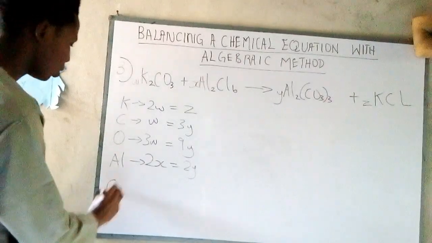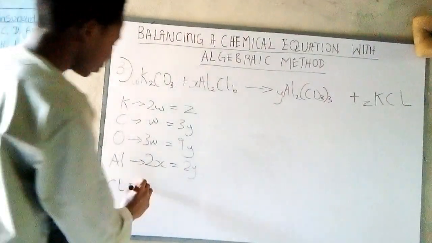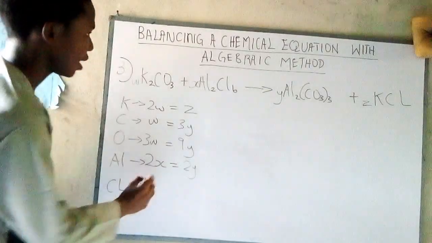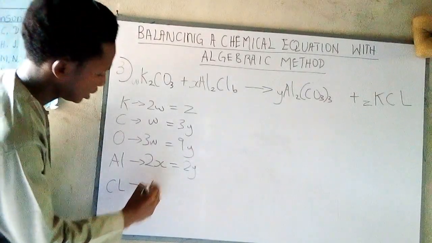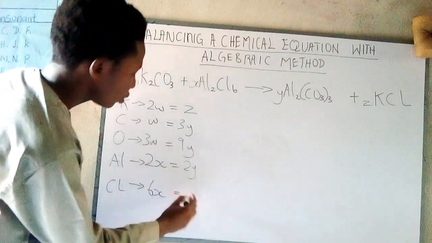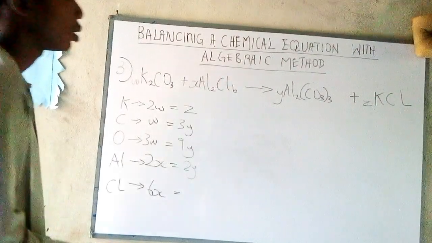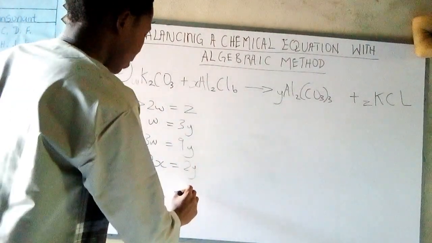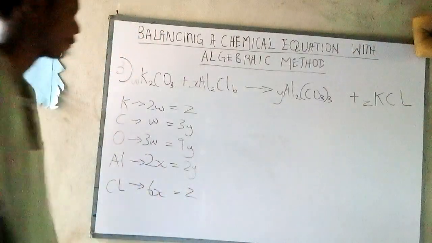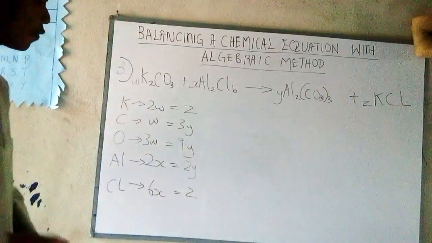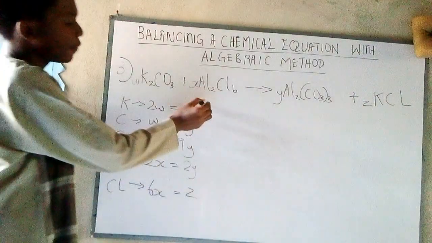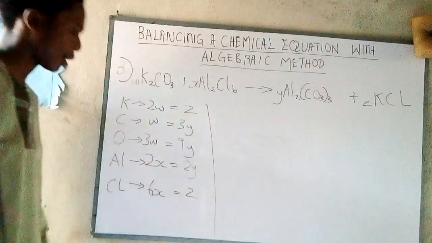Okay, finally chlorine. What do we have? We have chlorine to be 6. So 6x is now equal to what? How many chlorine do we have on the other side? We have 1. So we have Z finally. Okay, from the look of things, we've gotten the equation. Now let us solve this equation and get our answer.